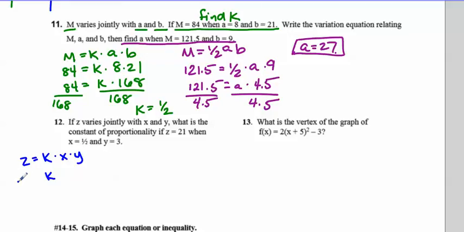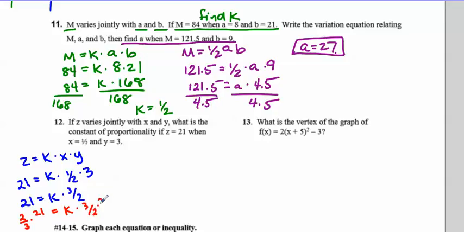If the z is 21, when the x is 1/2 and the y is 3. So we have 21 equals k times 3/2. And you can divide by 3/2 on both sides, or you could multiply both sides by 2/3. So I would have 2/3 times 21 equals k times 3/2 times 2/3. So the 3's cancel and the 2's cancel, and you have k by itself. 21 divided by 3 is 7, times 2 is 14. So that's your constant of proportionality.